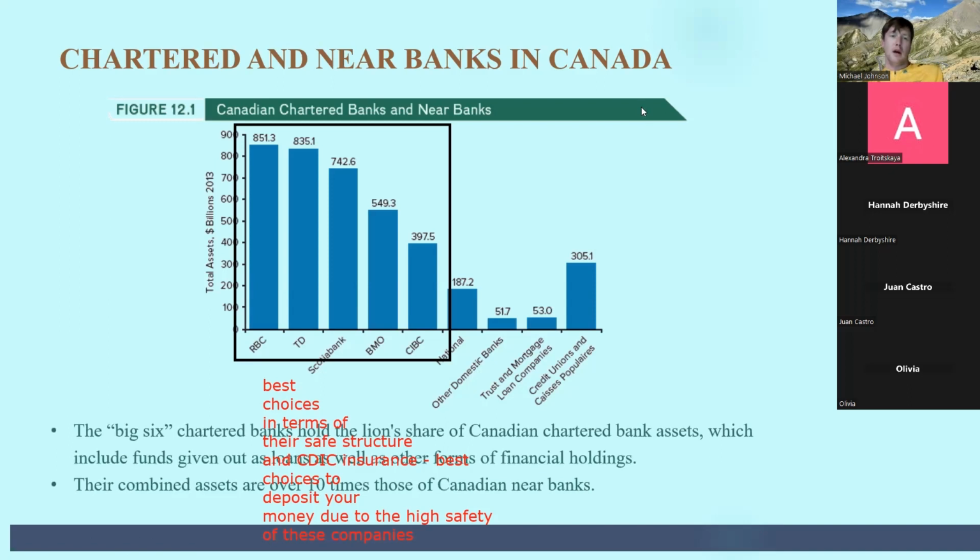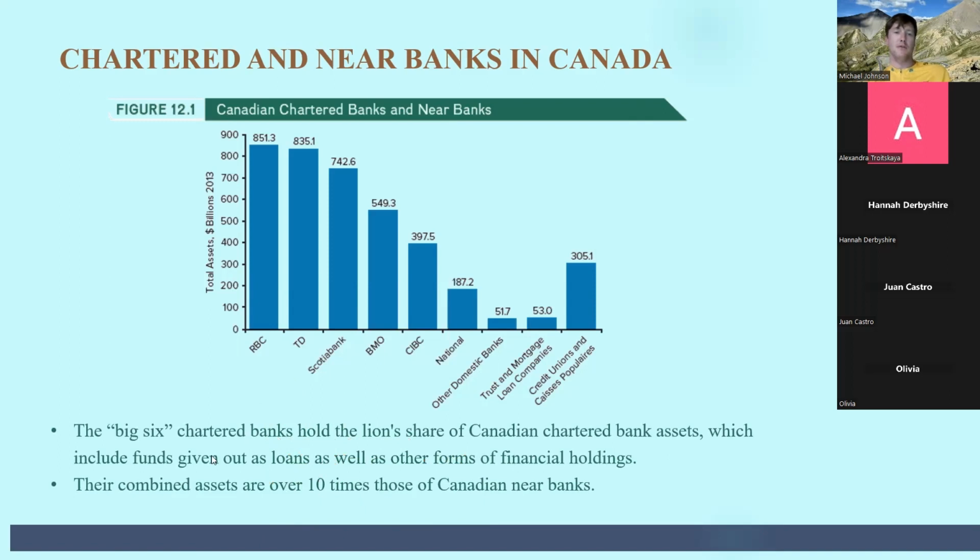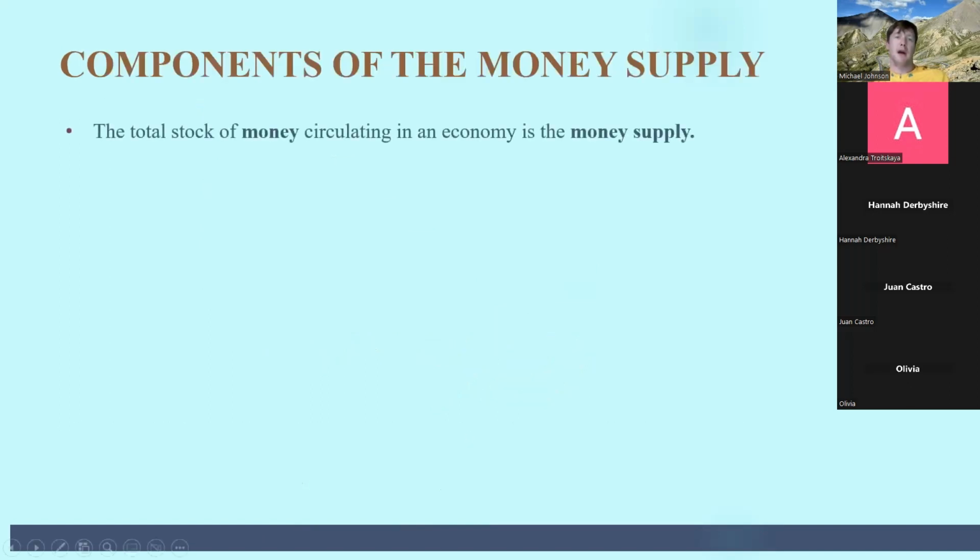So the big six chartered banks hold the lion's share of Canadian chartered bank assets, which include funds given out as loans as well as other forms of financial holdings. Their combined assets are over 10 times those of Canadian near banks. So, components of money supply. The total stock of money circulating in the economy is the money supply.